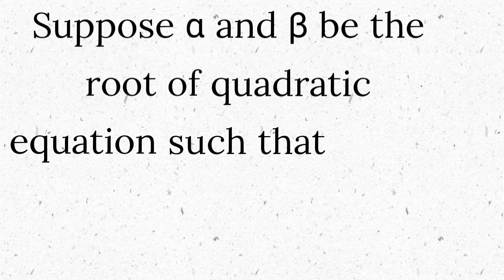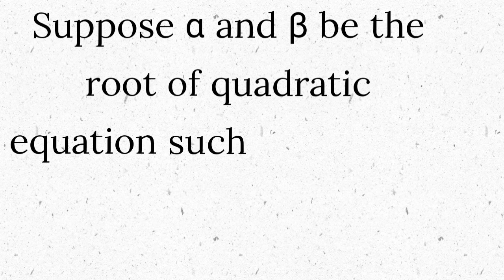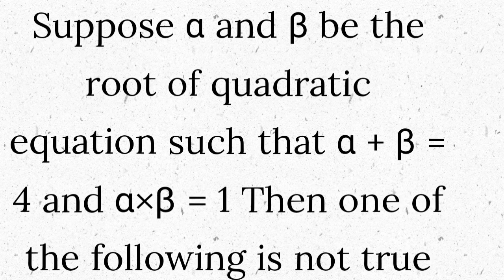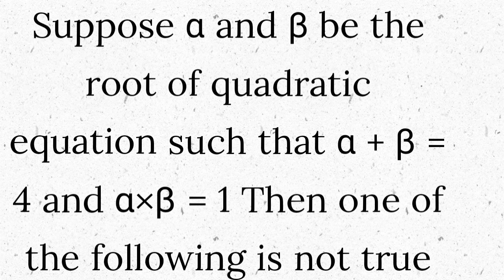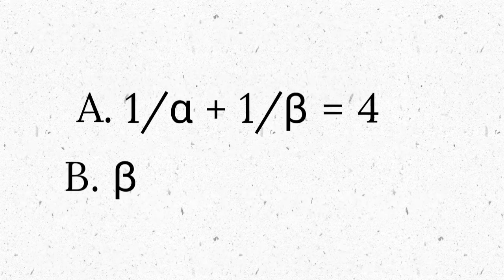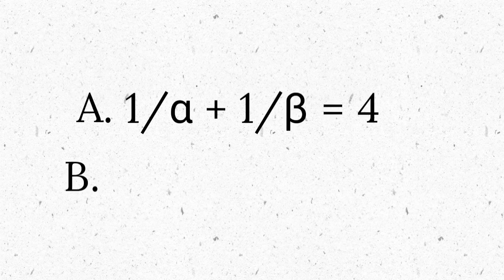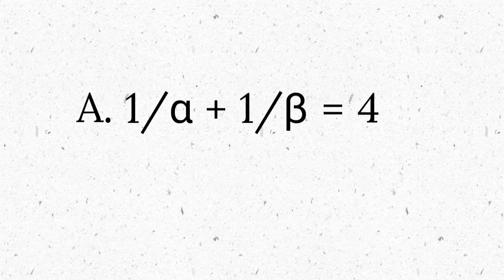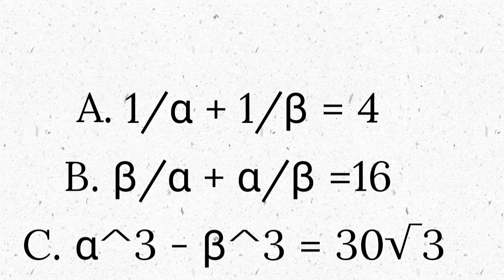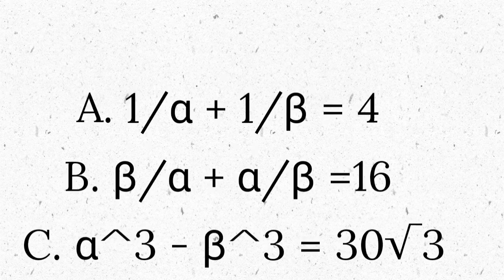Suppose alpha and beta are the roots of a quadratic equation such that alpha plus beta equals 4 and alpha times beta equals 1. Then one of the following is not true. A. 1 over alpha plus 1 over beta equals 4. B. Beta over alpha plus alpha over beta equals 16. C. Alpha cubed minus beta cubed equals 30 times the square root of 3 when alpha is greater than beta.